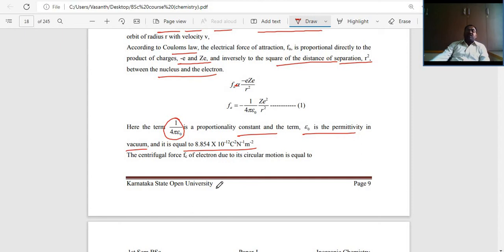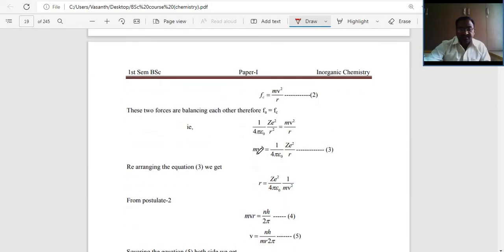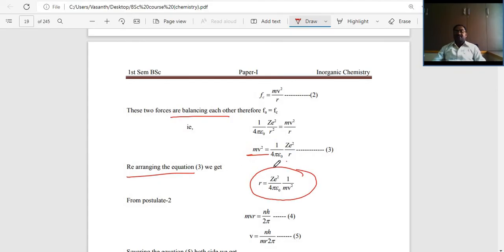When the electron is revolving around the nucleus, it creates the centrifugal force Fc, which is equal to mv square by r. These two forces balance each other: the force of attraction is equal to the centrifugal force. Equating both, finally, mv square is equal to 1 by 4 pi epsilon naught into Ze square by r. Rearranging the above equation, we get the radius of an orbit equal to Ze square by 4 pi epsilon naught into 1 by mv square.